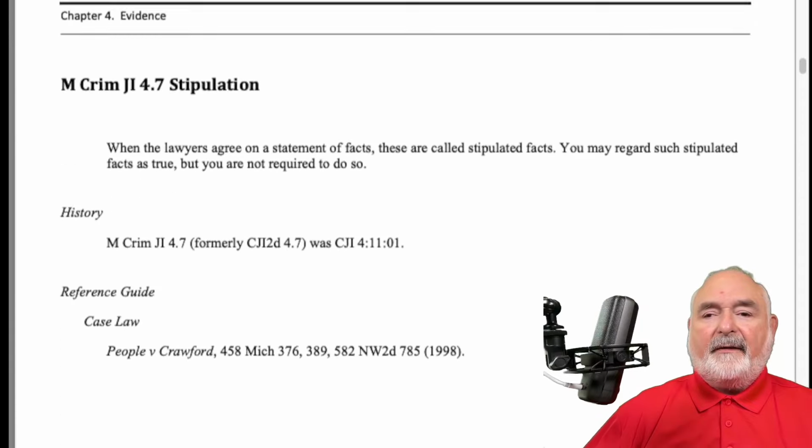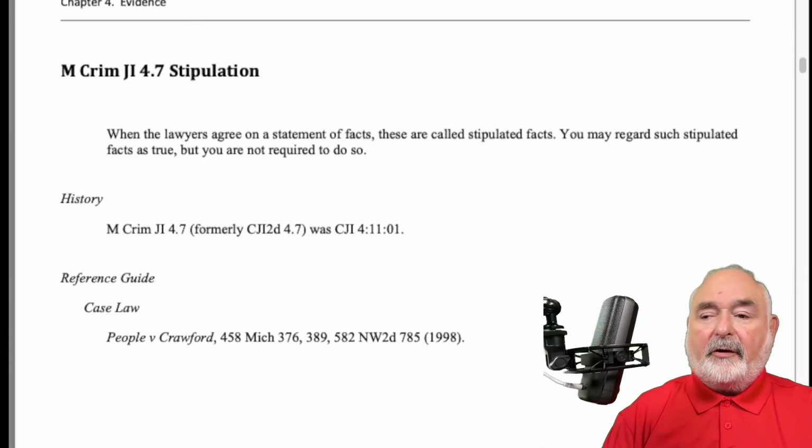Judicial notice, I won't go into that. Stipulation. A lot of times lawyers will stipulate to facts. When lawyers do that, you may regard such stipulated facts as true, but you are not required to do so.